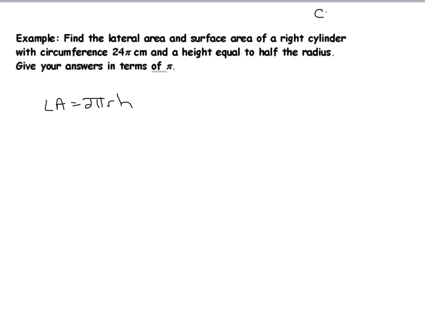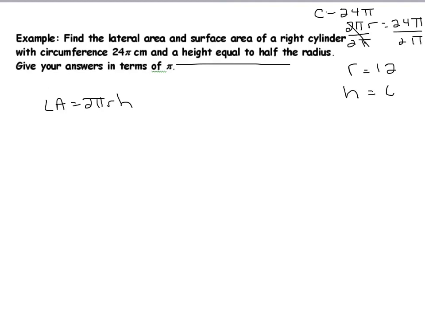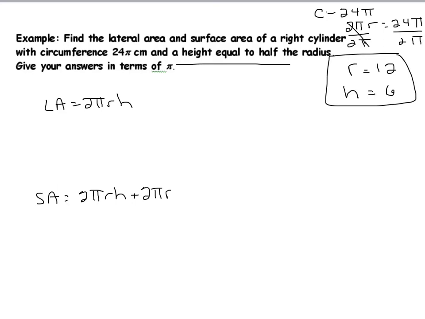So if the circumference equals 24 pi, I could find the radius by plugging in the formula. Circumference is 2 pi r equals 24 pi. Divide by 2 pi. And I find out that my radius is 12. Now, if the radius is 12, the height's equal to half of it, so the height has to equal 6. Now that we have our pieces, I would like for you to find your lateral area and your surface area, please. So you're going to pause this, lateral area, surface area, and we'll go from there.